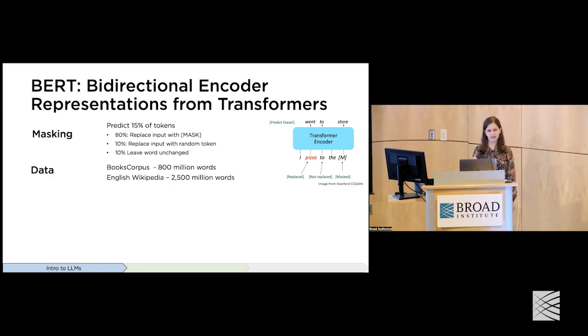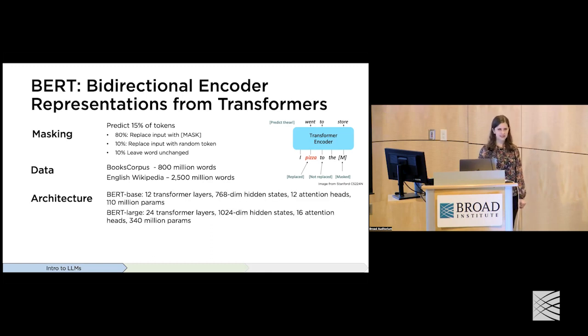BERT was pre-trained on two different data sources: the BooksCorpus, which is 800 million words, and English Wikipedia, which is about 2,500 million words. This is now actually relatively small, but circa 2018 it was quite large. The architecture here, again thinking back to that transformer model that we went through, has two different variants of BERT. BERT base has 12 transformer layers, and BERT large has 24 transformer layers. And here, BERT is an encoder. So if you think about that encoder-decoder diagram, it's the encoder part of that diagram that represents a single layer.